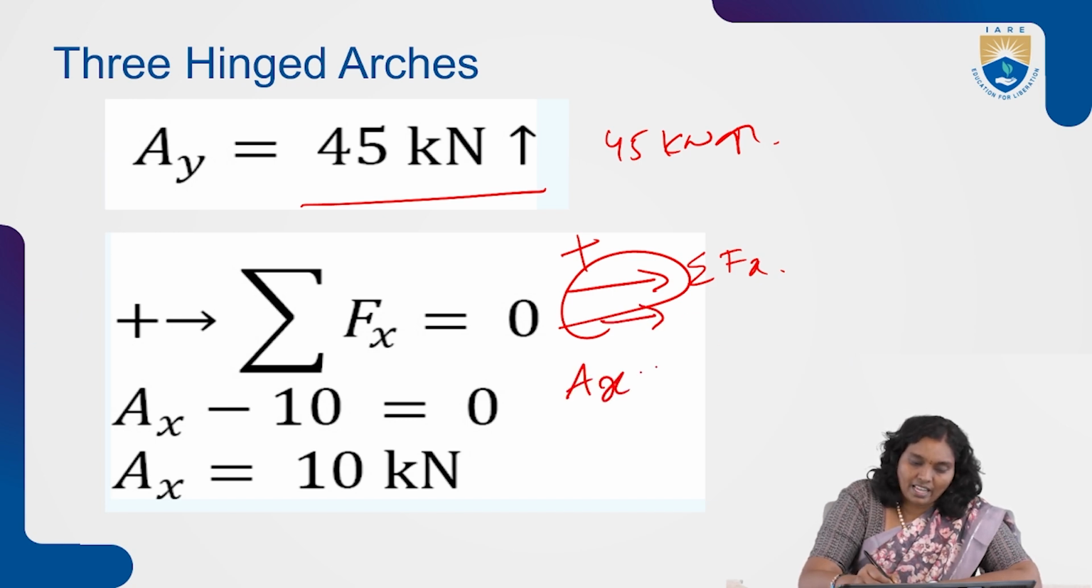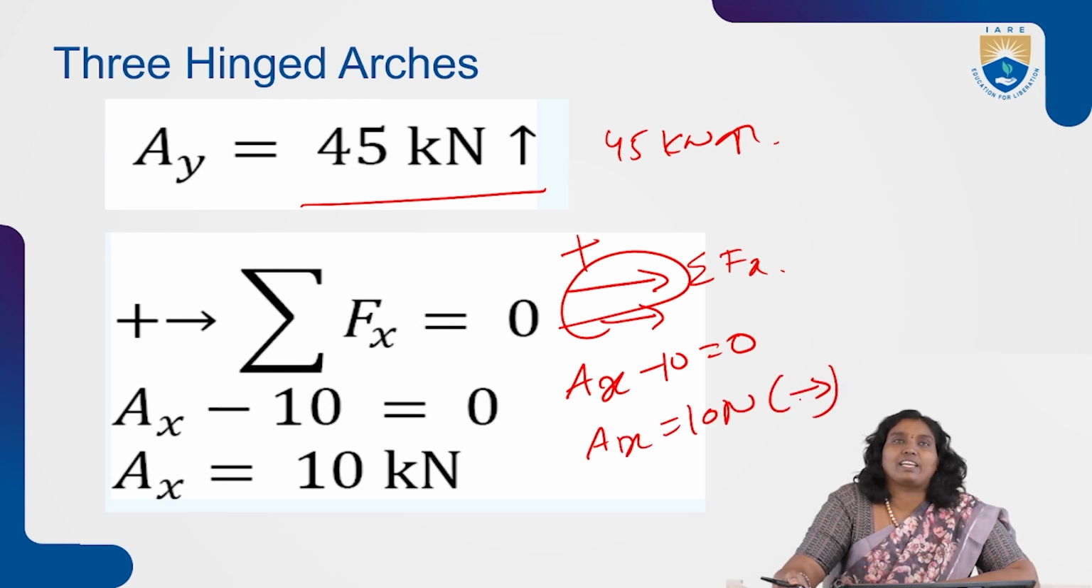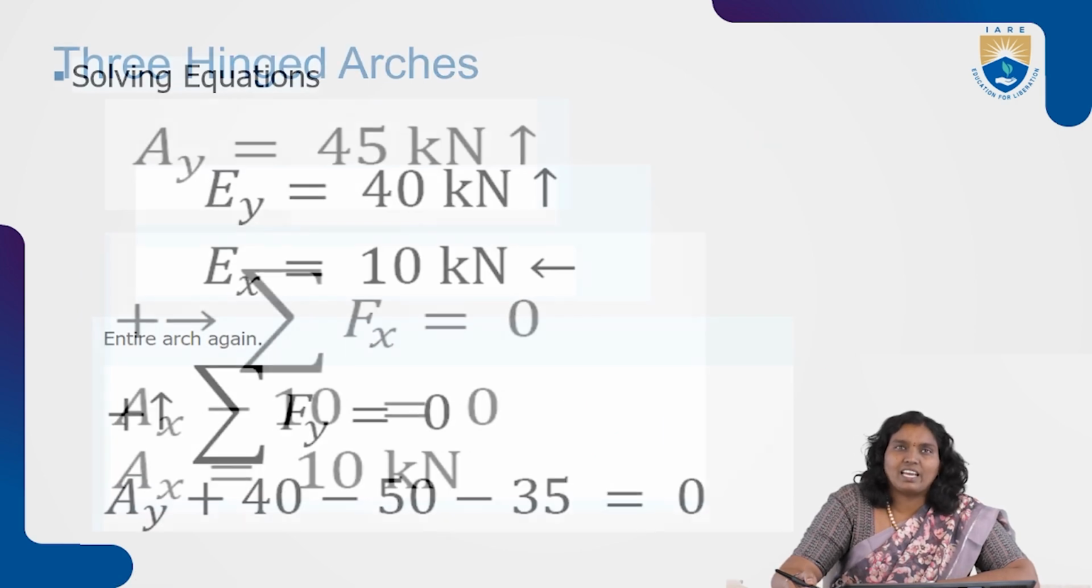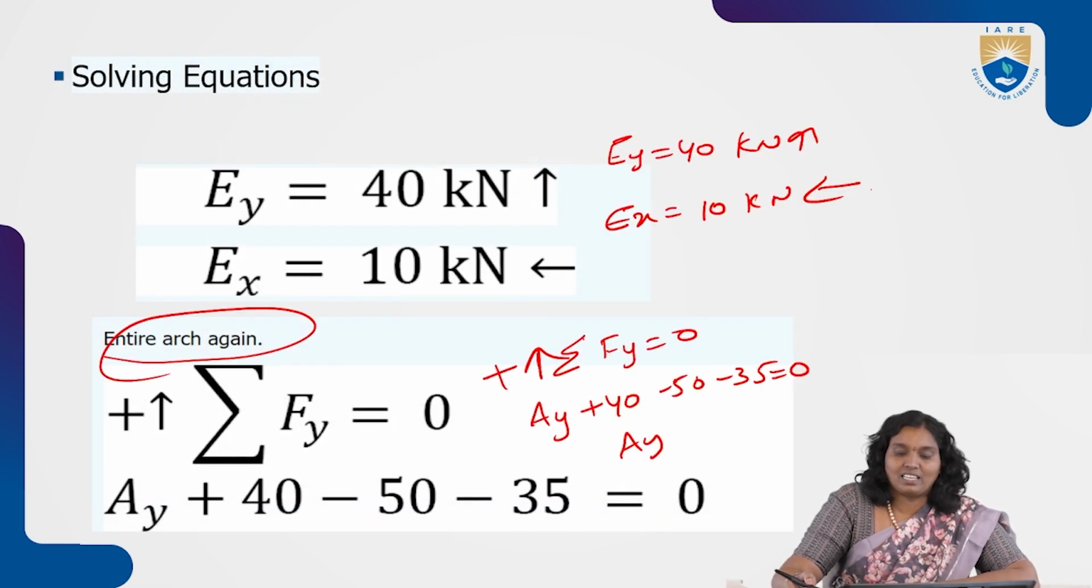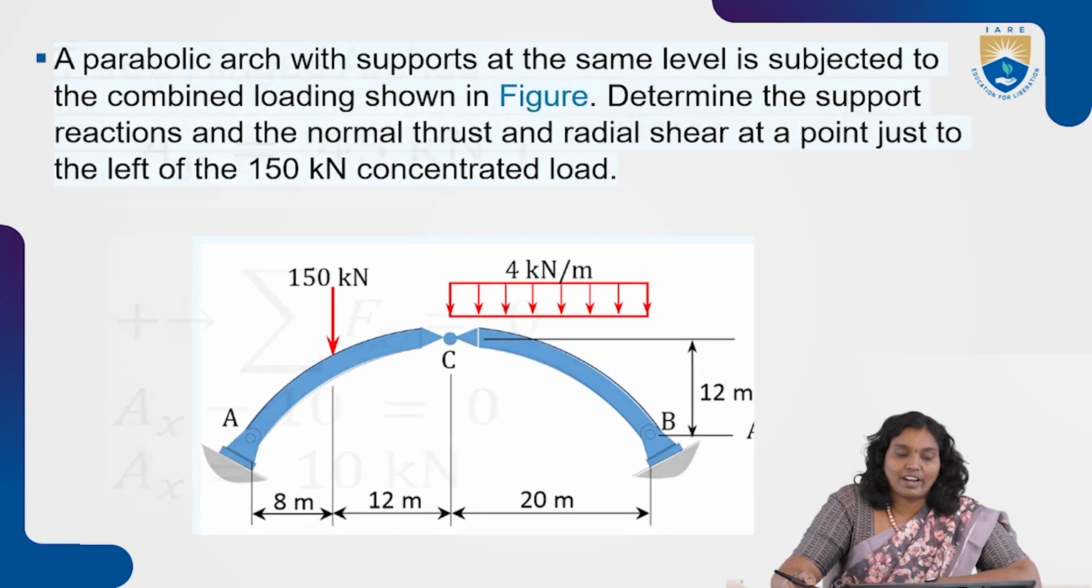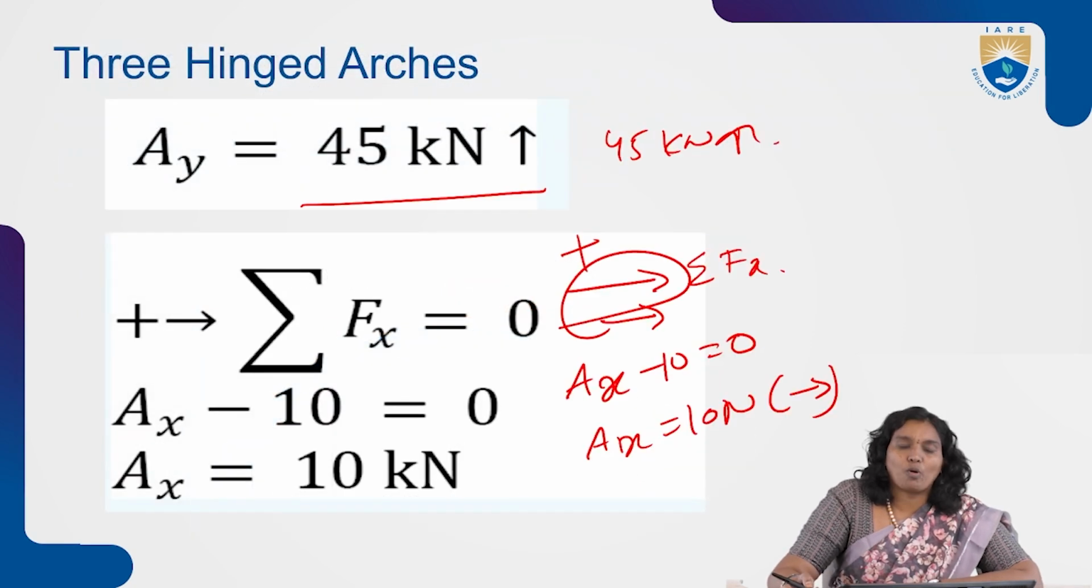Now Ax minus 10 is equal to 0. Ax is equal to 10 kilonewtons. This is the sign for Ax. Like this, we are finding Ax, Ay, Ey and Ex. These are the things we are going to find out according to the given problem.